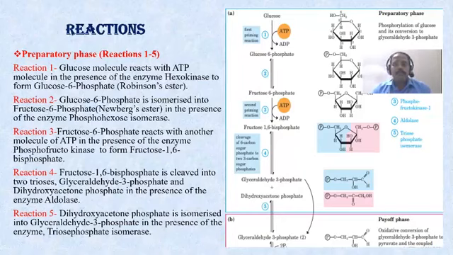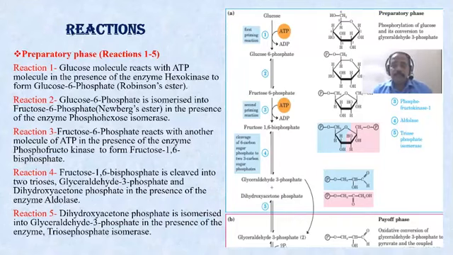The starting substrate of glycolysis is glucose. In the first reaction, glucose undergoes phosphorylation to glucose 6-phosphate in the presence of the enzyme hexokinase. Hexokinase is a non-specific enzyme, whereas glucokinase is a specific enzyme that phosphorylates only glucose, whereas hexokinase phosphorylates any hexose sugar.